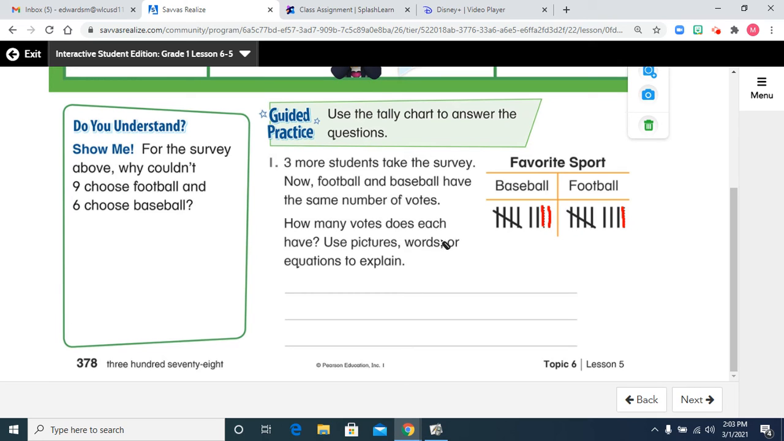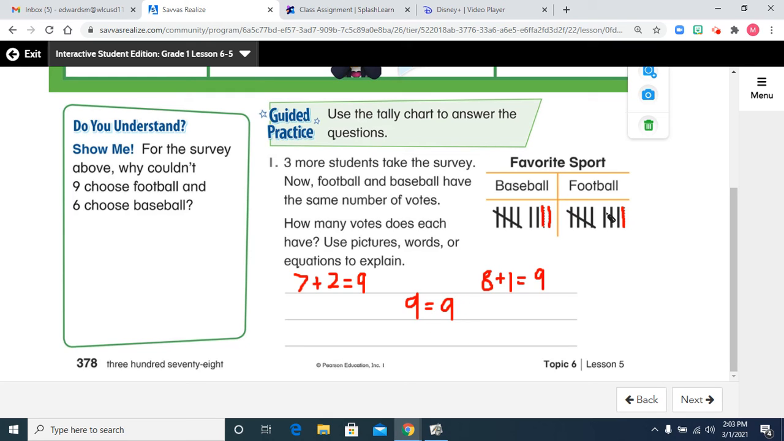Okay, use pictures, words, or equations to explain. So we know that there was 7 there before. So 7 plus 2 more equals 9. That's for baseball. Then for football, we knew there was 8 there to begin with. So 8 plus 1 more equals 9. And 9 is equal to 9.